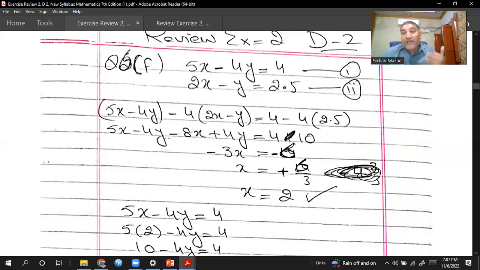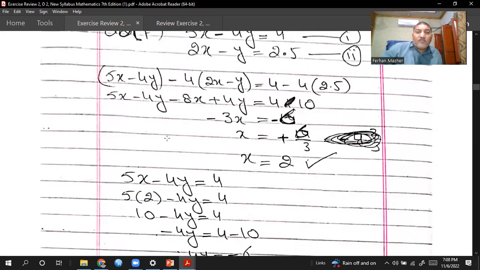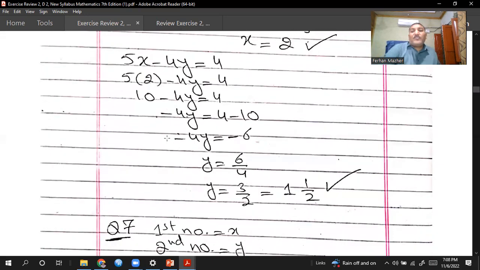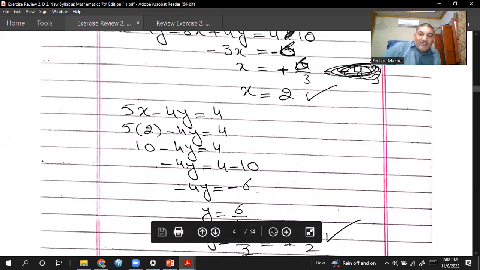Once you have the value of x, I will substitute that value either into the first equation or into the second equation. I'm going to put this value in the first equation, which is 5x minus 4y equals 4. So x is 2, so 5 into 2 minus 4y equals 4. So 10 minus 4y equals 4. So minus 4y will be equal to 4 minus 10. So minus 4y will be equal to minus 6. So y will be equal to 6 by 4. So y is equal to 3 by 2, that is 1 whole 1 by 2. So this is how you will solve this question.